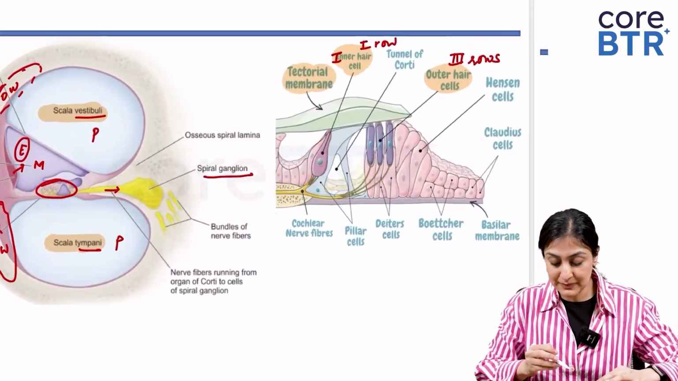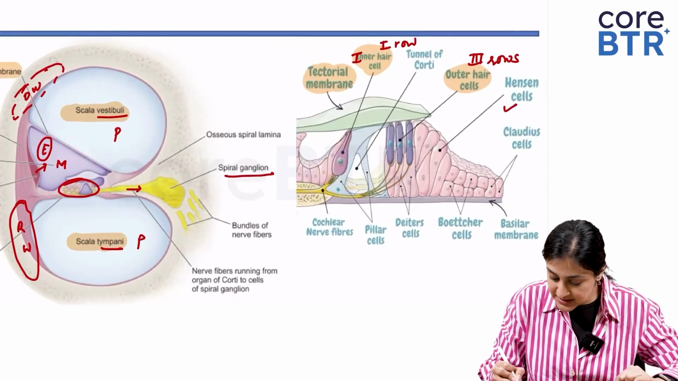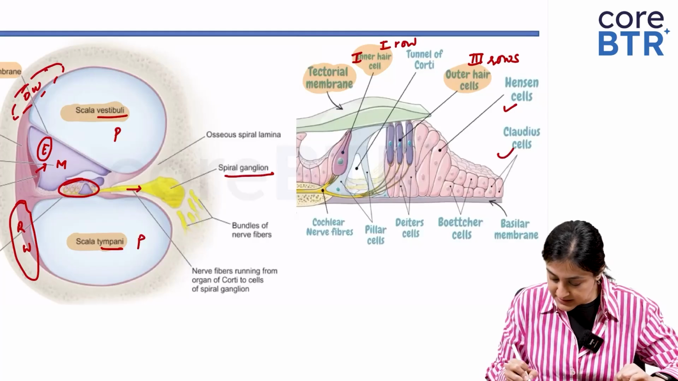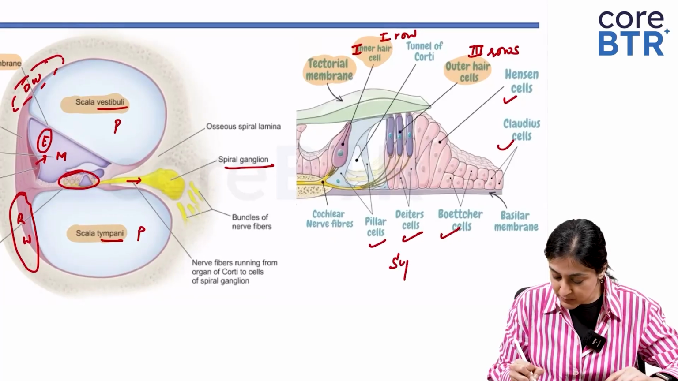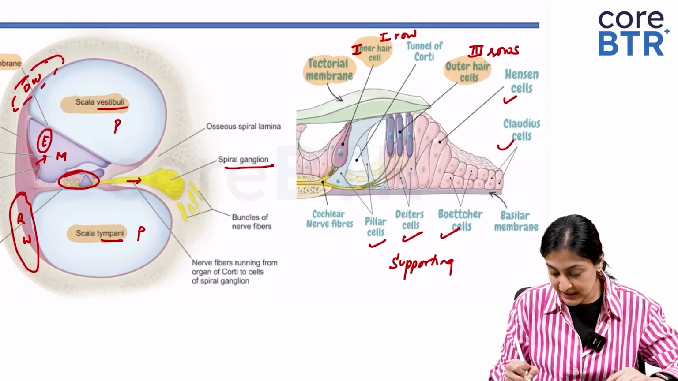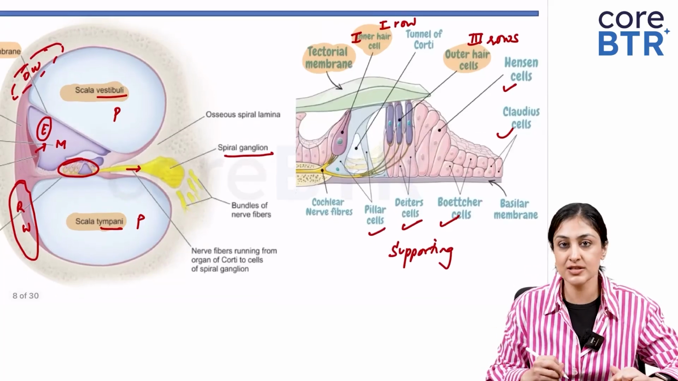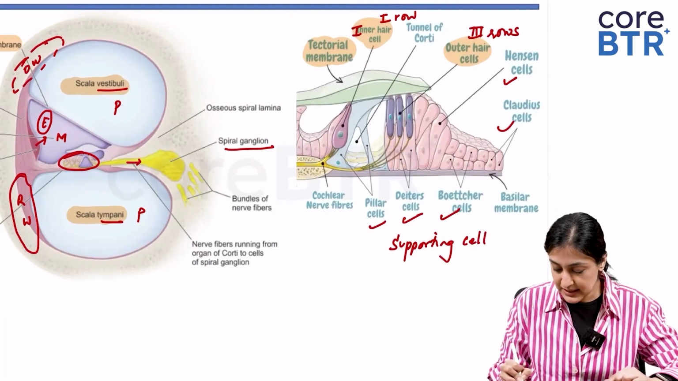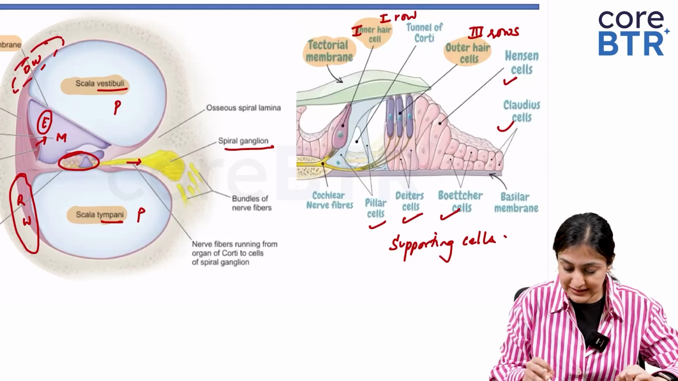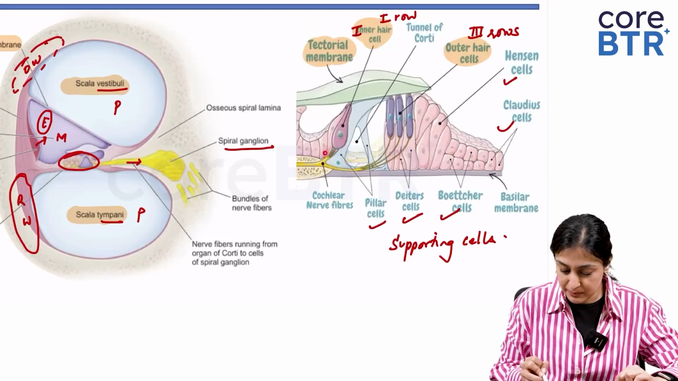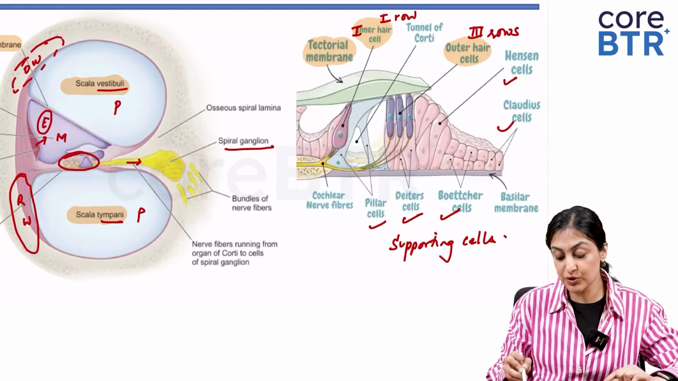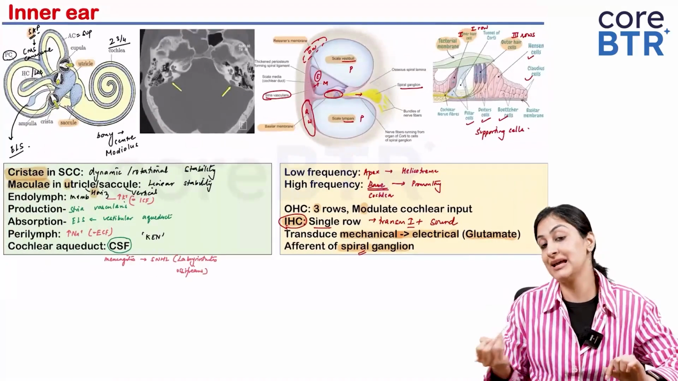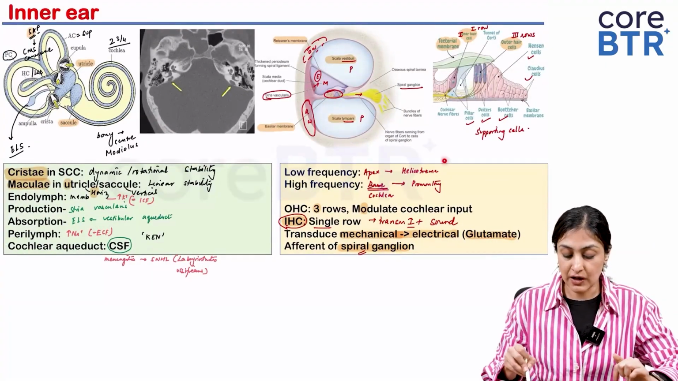Then you can also see some named cells: Hensen cell, Claudius cells, Boettcher cells, Deiters, Pillar. All of these are the supporting cells. Okay, so best actor in supporting role are all of these. So supporting cells. Okay, so this is where we have seen that I have the inner hair cell, which is the main afferent of the cochlear nerve, and we have some output which is modulated by outer hair cell. So this is about it.